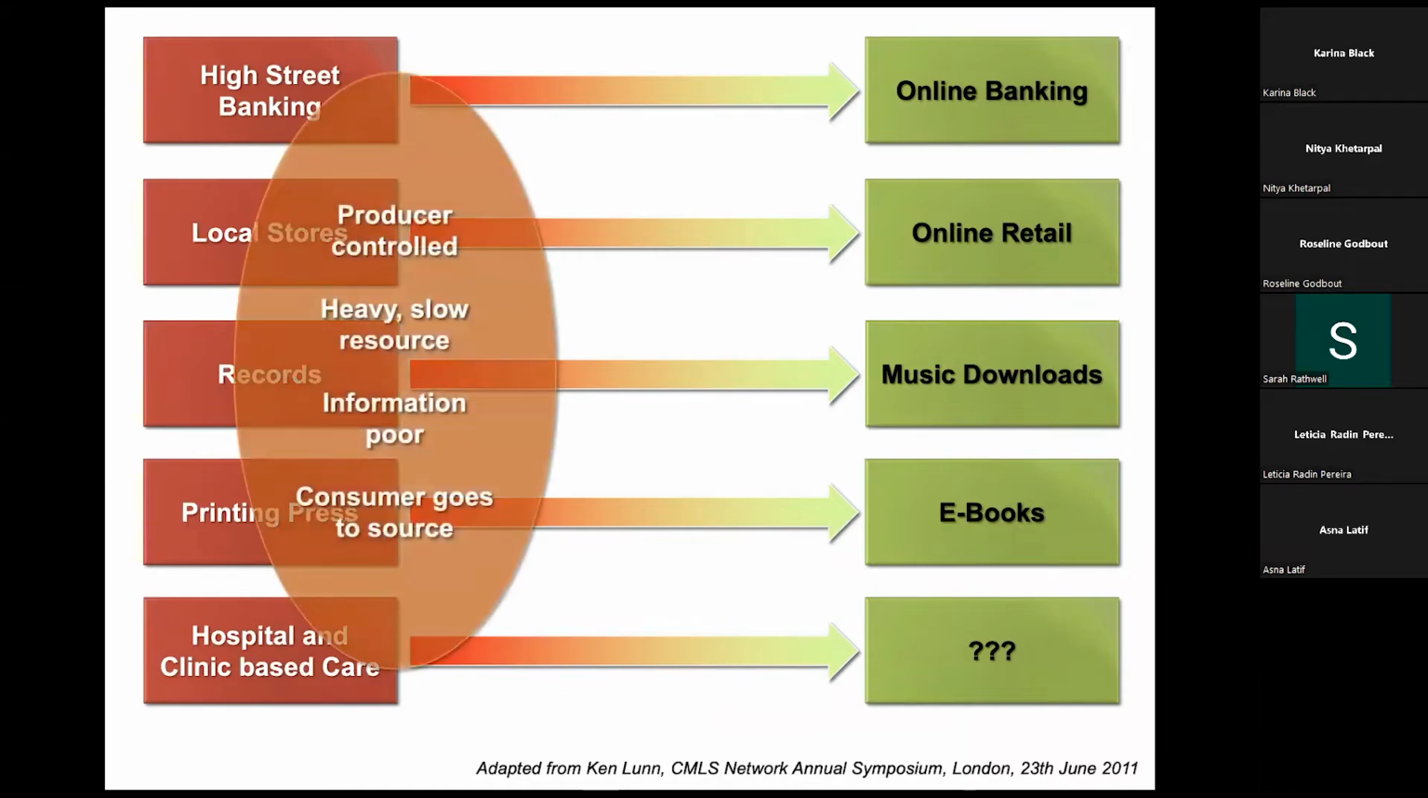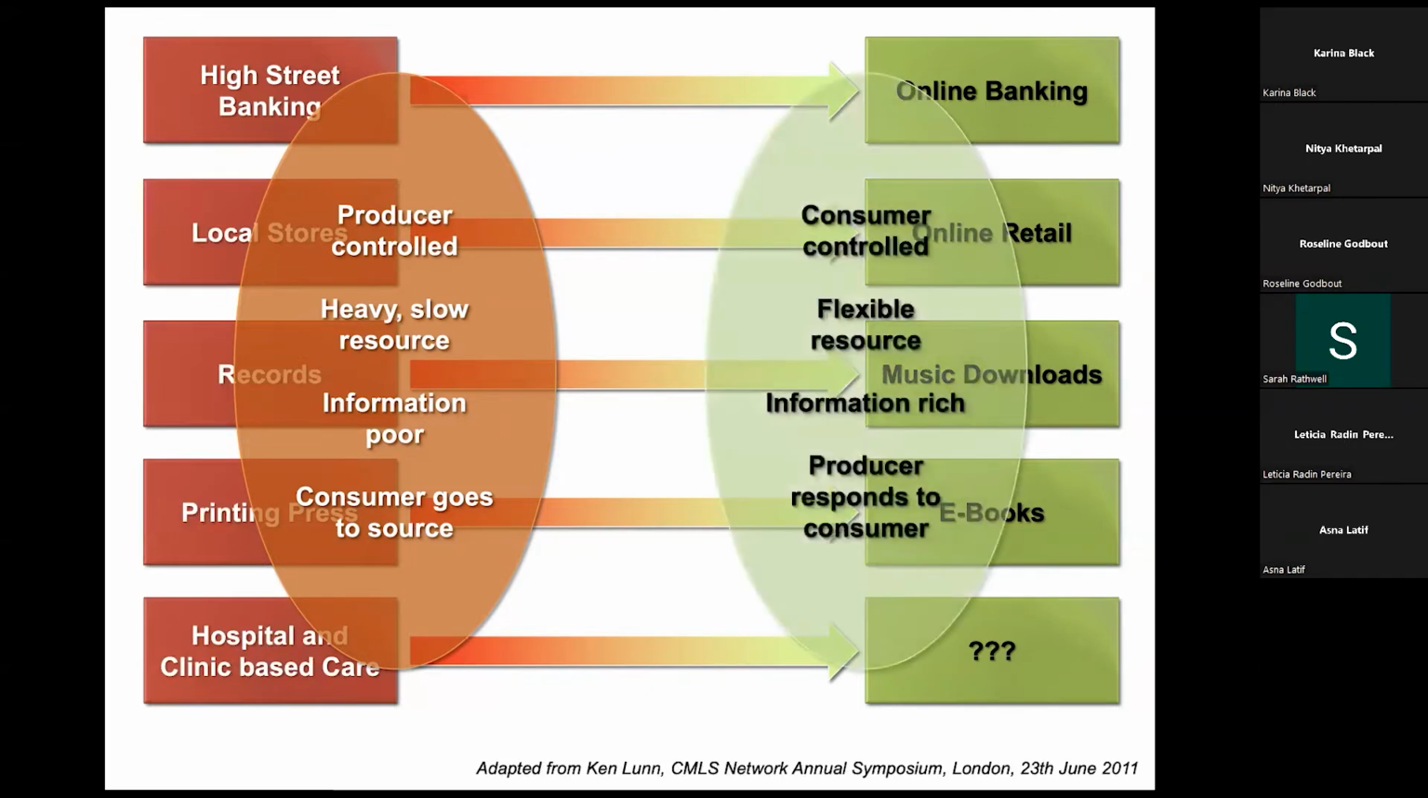If you look at what these things stand for, you see that on the left side, this is all producer controlled. It is a heavy, slow resource. It is information poor, and the consumer has to go to the source. On the other hand, this is controlled by consumers. It is a very flexible resource. It is information rich, and the producer has to respond to the consumer. And then the question is, what is happening with hospital and clinical based care from the current healthcare standards approach? What new standards approaches will be coming up?